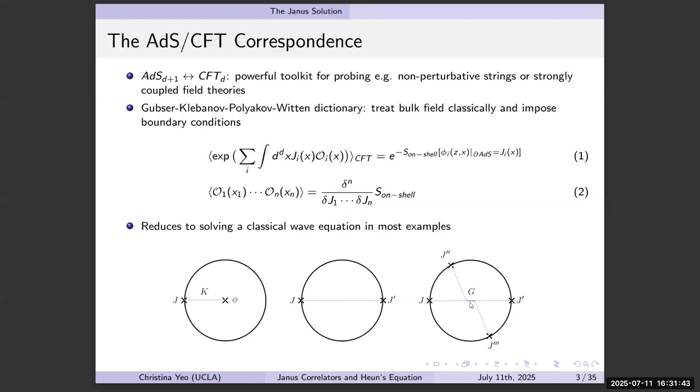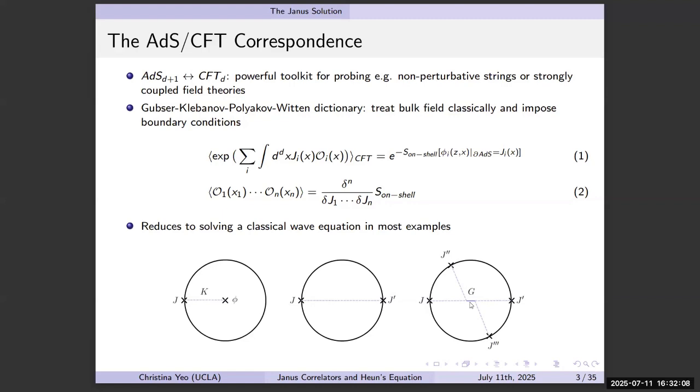So it's nice to calculate some simple observables in this setup and see what it gives us, how it behaves in different setups. One of the most simple observables we can observe is the 2-point correlation function. The standard dictionary for calculating these correlators is the GKPW dictionary. We just look at the bulk field about the classical saddle point and impose boundary conditions.